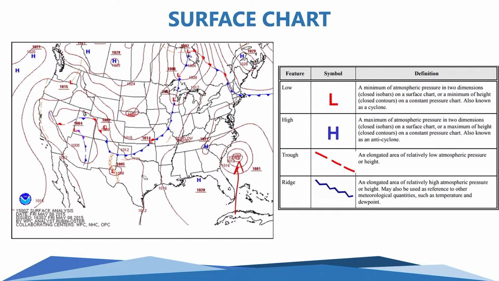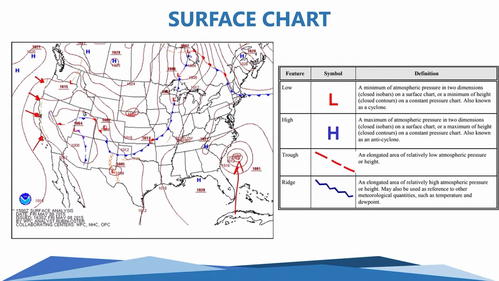The other thing you'll also see is troughs and ridges. There is a trough here, basically right here. It almost looks like an orangish line. That orange dashed line, which should actually be a red dashed line, is a trough coming off the coast of Oregon through California. A trough is just an elongated area of low pressure. The opposite of that would be a ridge, and a ridge is just an elongated area of high pressure.